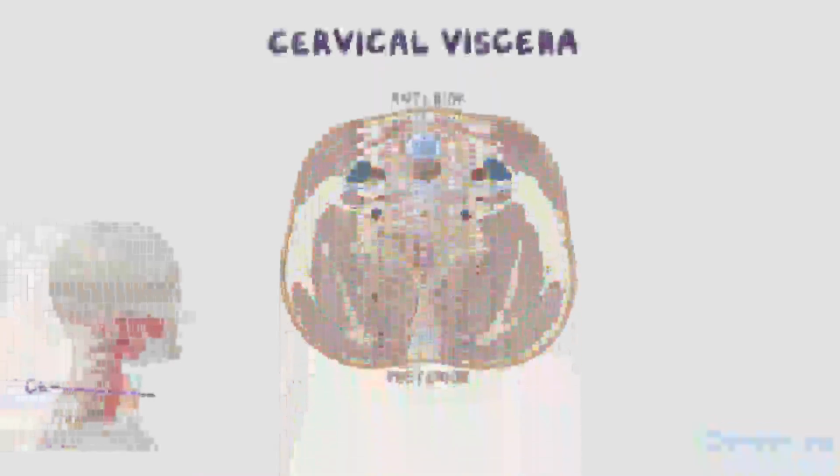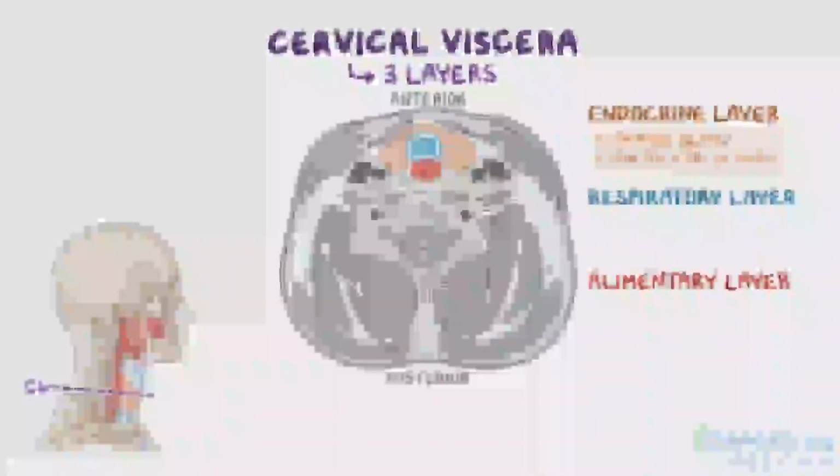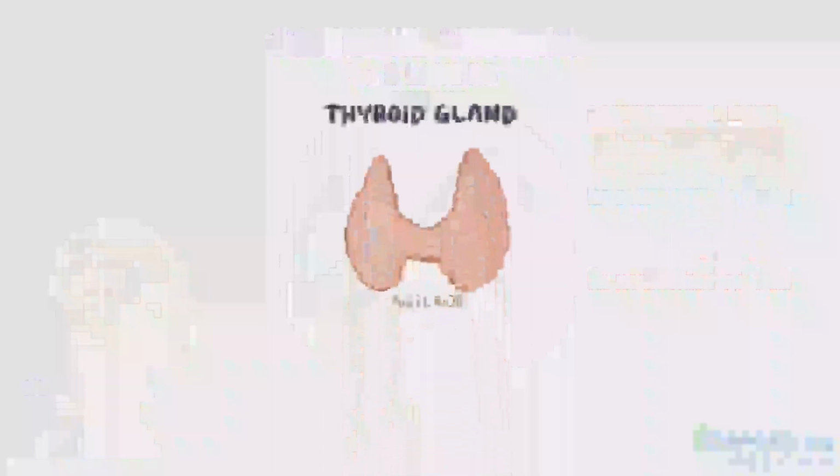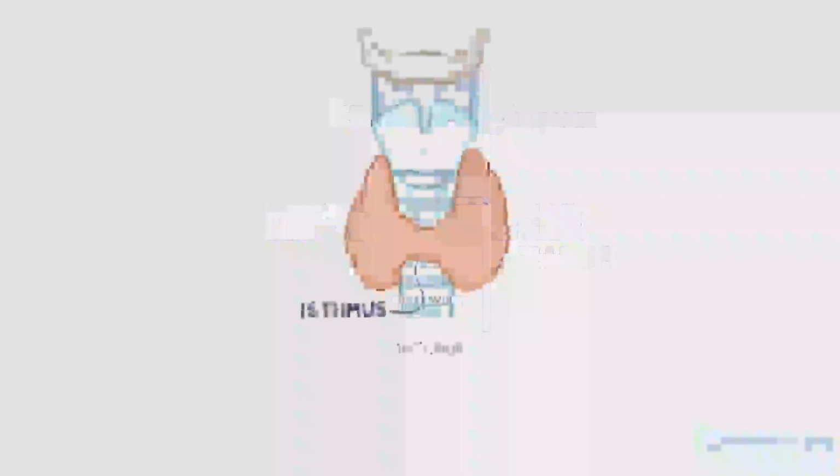Alright, as a quick recap, the cervical viscera are arranged in 3 layers: endocrine layer, respiratory layer, and alimentary layer. The endocrine layer contains the thyroid gland and the parathyroid glands. The thyroid gland consists of 2 lobes, right lobe and left lobe, which are located anterolateral to the larynx and trachea, and they are united over the trachea by a thin isthmus, which gives it an H-shaped appearance.